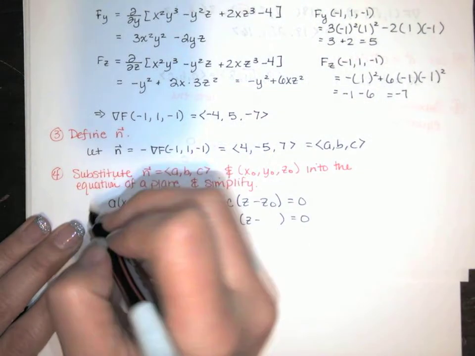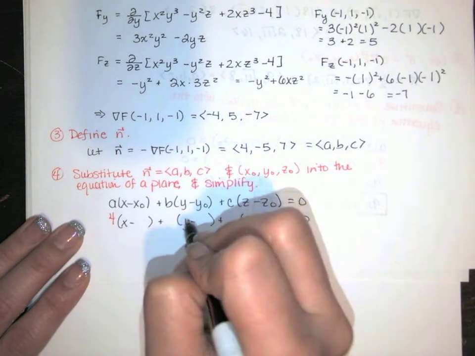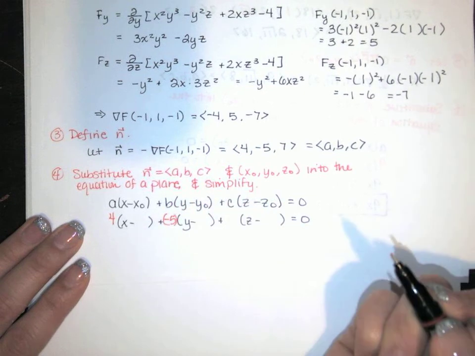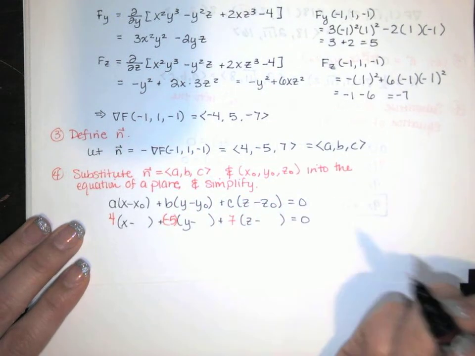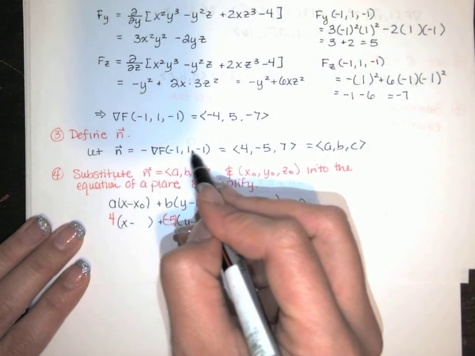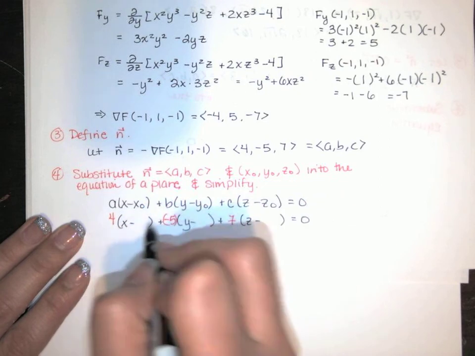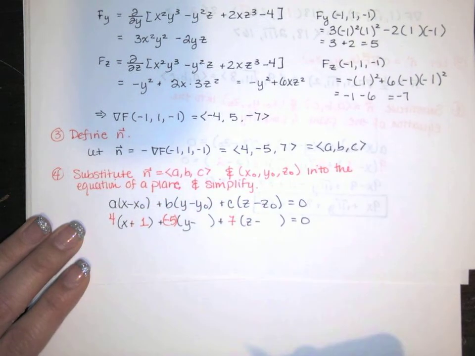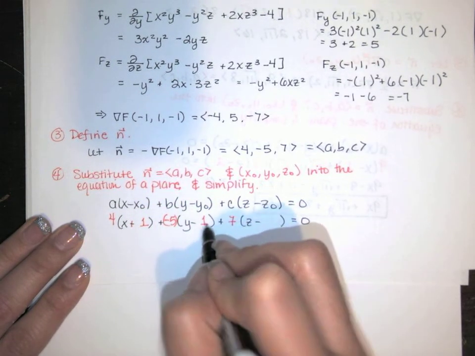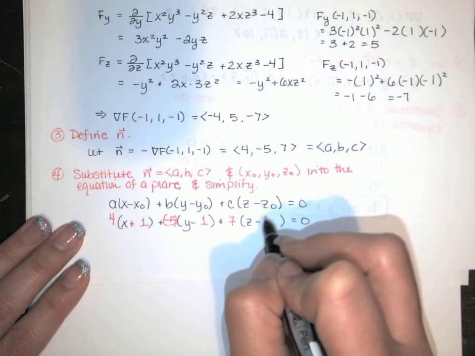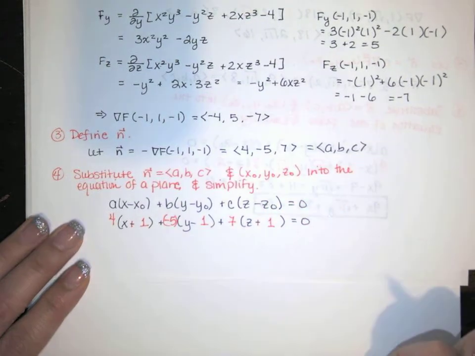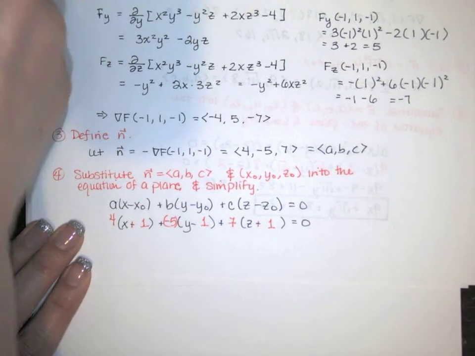A is 4, B is -5, C is 7, and x naught, y naught, and z naught are -1. Subtracting a negative is the same as adding. +1 and -1. Subtracting a -1 is the same as adding 1. So that's our equation unsimplified.